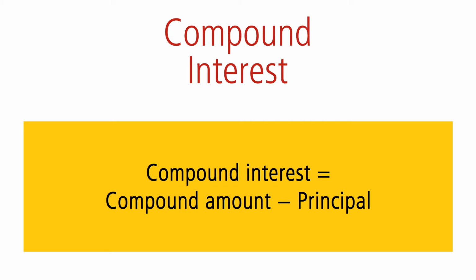The amount of compound interest is calculated by subtracting the principal from the compound amount. So, compound interest equals the compound amount minus principal.